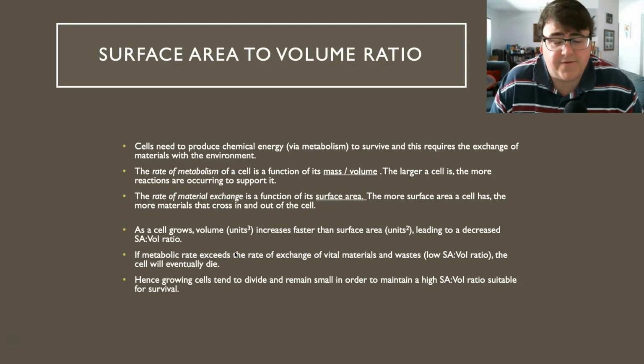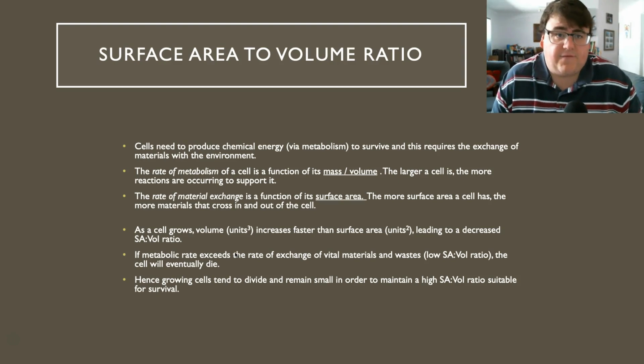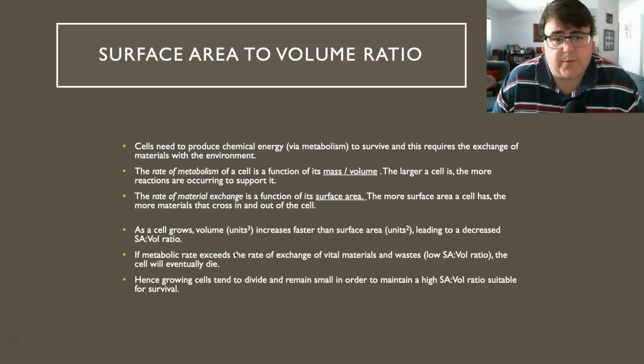So while you've got a larger volume and you need more reactions occurring, you're not getting an increase in the amount of materials coming in, which means that the metabolic rate exceeds the rate of exchange, and eventually the cell will die because of this. Hence, when a cell grows to a point that it's no longer efficient, it generally just divides and keeps itself in a smaller state to ensure it has a high surface area to volume ratio.